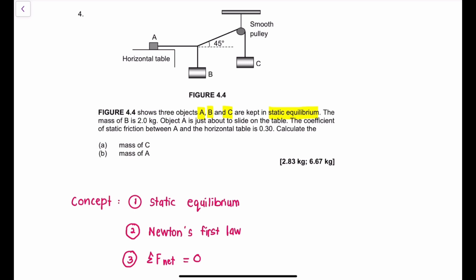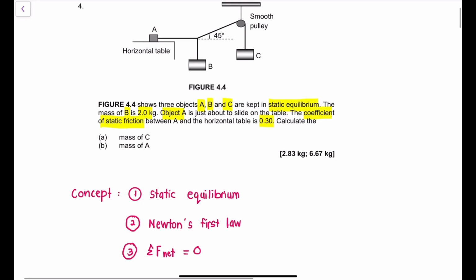The mass of B is 2 kg. Object A is just about to slide on the table. The coefficient of static friction between A and the horizontal table is 0.3. Calculate the mass of C and the mass of A.